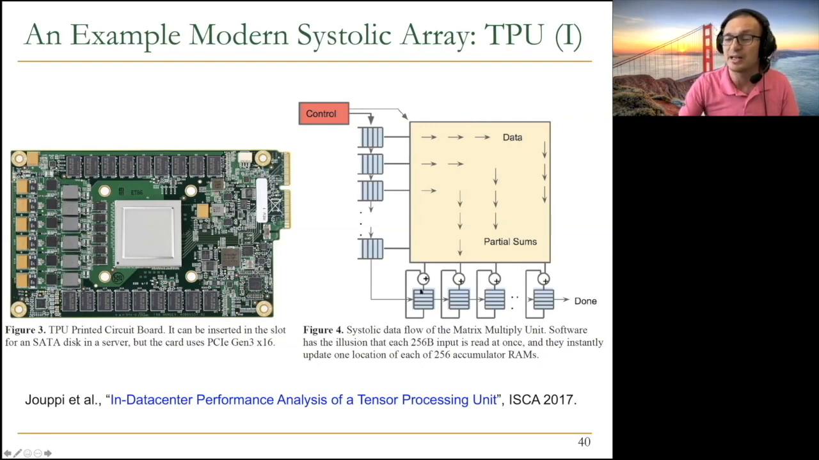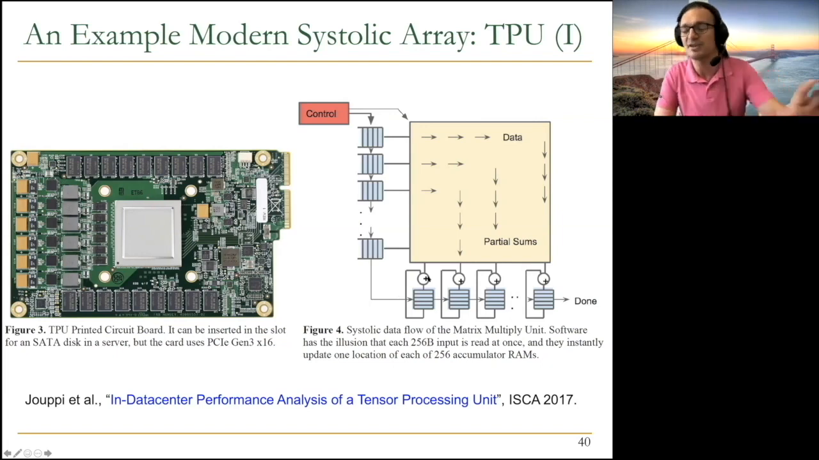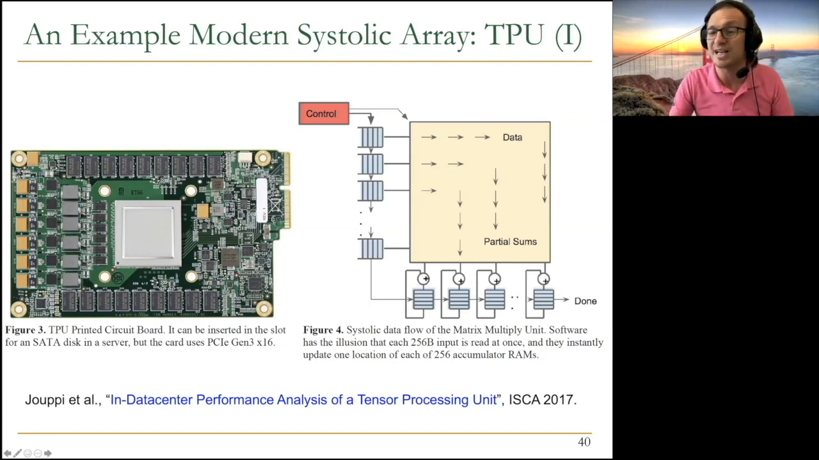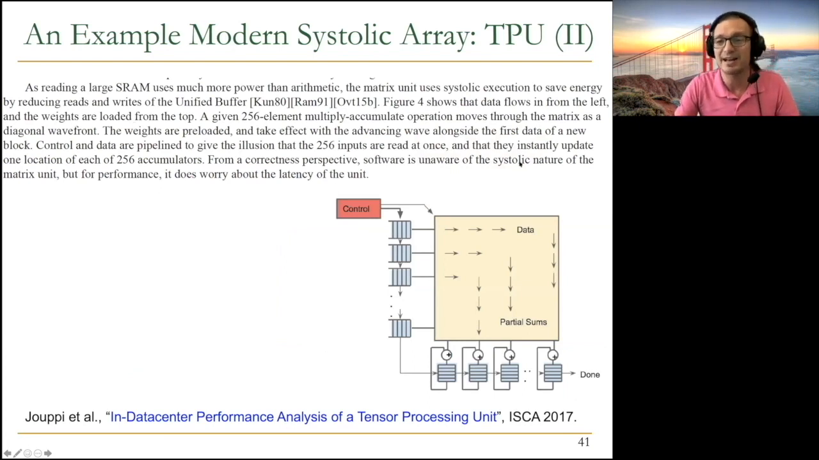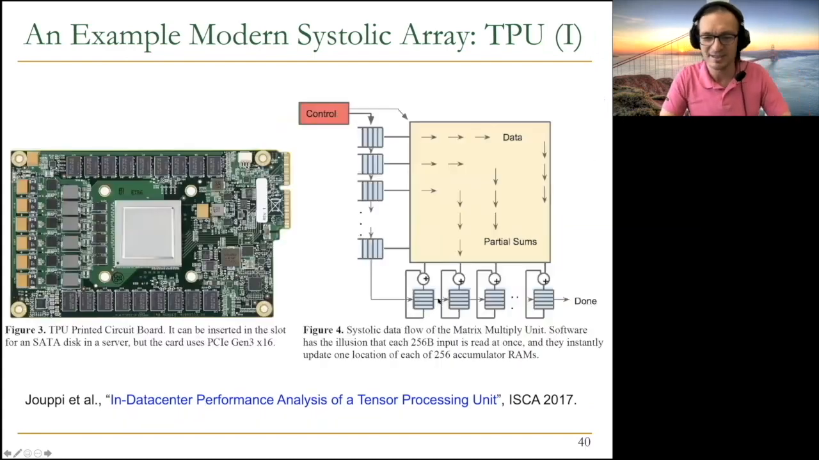Basically, it depends on how you program it, but you can actually accumulate the results inside the systolic array as well. But you can see this paragraph from the Google TPU paper. Figure 4 shows that data flows in from the left, and the weights are loaded from the top. I don't know if this is figure 4, but yeah, this is a figure 4.